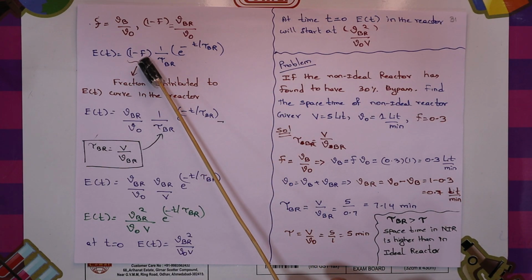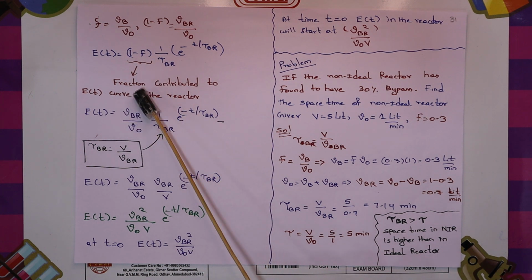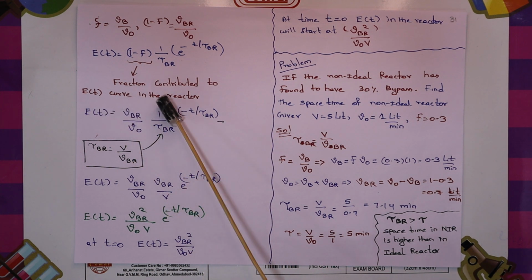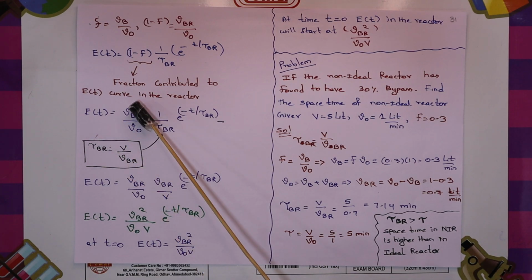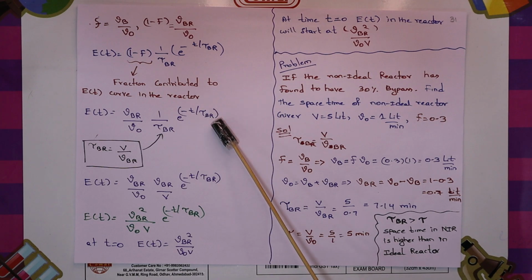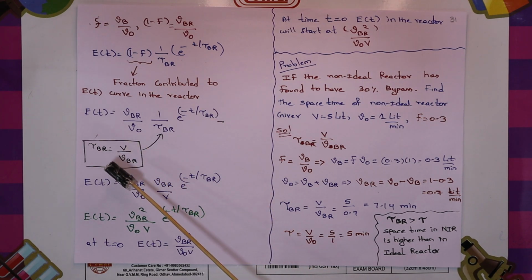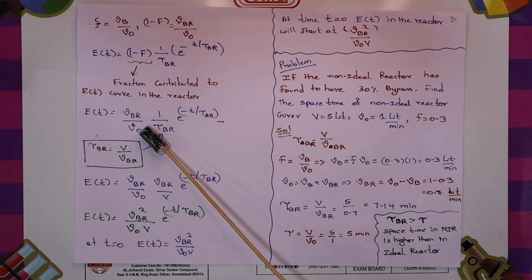F, because 1 minus F is the contribution that has gone through the reactor, that is the fraction contributed to the E of t curve in the reactor. So if I replace 1 minus F with this particular equation, then E of t is equal to nu Br by nu 0 into 1 by tau Br into e power minus t by tau Br. Therefore, this is how we have got the function.